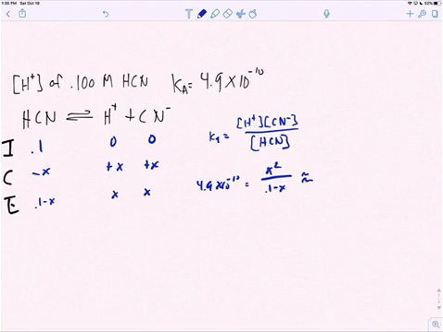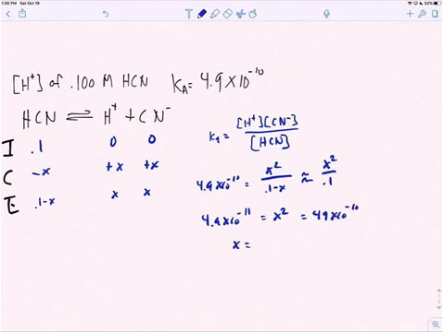And this is when you can apply the x is small approximation, x squared over 0.1. So you have 4.9 times 10 to the minus 11 equals x squared, and this is equal to 49 times 10 to the minus 12. So x equals 7 times 10 to the minus 6. Sorry, I made an error earlier, it's minus 12, so this will be minus 6.